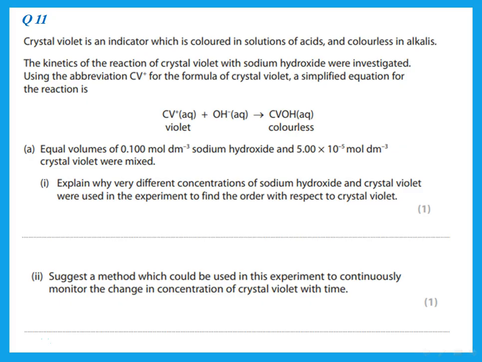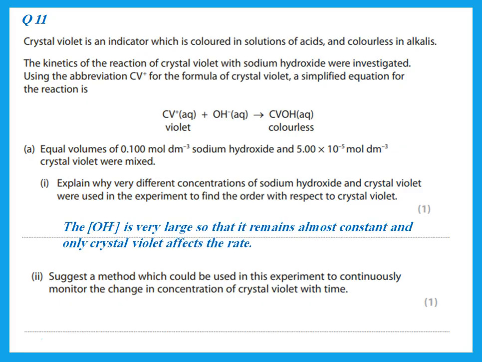Remember, we said we use a very large amount of the one we are not testing. So hydroxide, for example, I'm trying to determine the rate with respect to crystal violet. So I keep the other one very large so that it's almost constant, and only the crystal violet concentration will affect the rate. Then name a method which could be used in this experiment to continuously monitor the change in concentration. Remember that it has different colors, so I can use colorimetry.